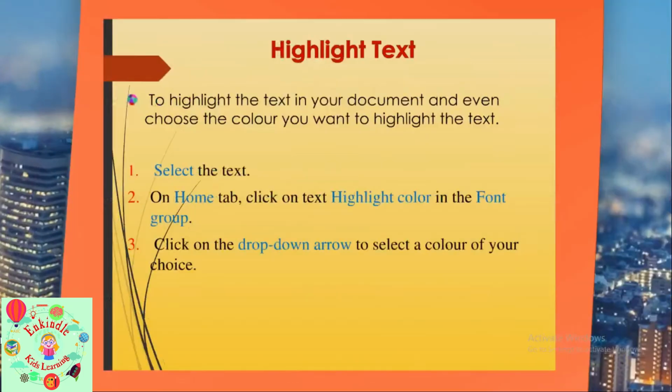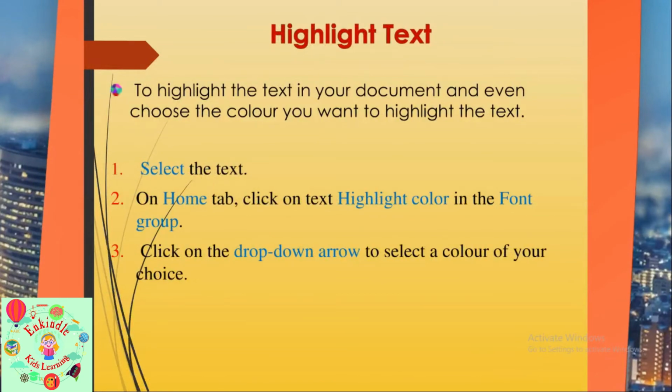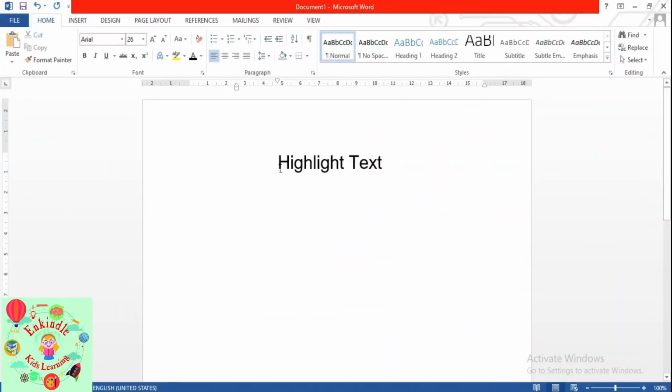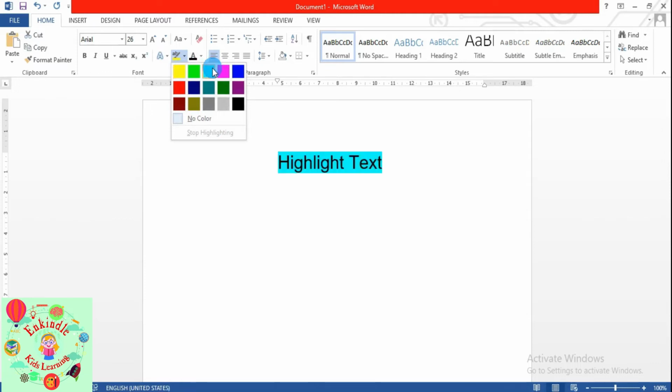Now, let us see how to highlight text. To highlight the text in your document and even choose the color you want to highlight the text, first you will have to select the text. On the Home tab, click on Text Highlight Color in the font group. Click on the drop-down arrow to select a color of your choice. Let's see how to highlight the text using an example. Select the text. On the Home tab, click on Text Highlight Color in the font group. Click on the drop-down arrow to select a color of your choice.